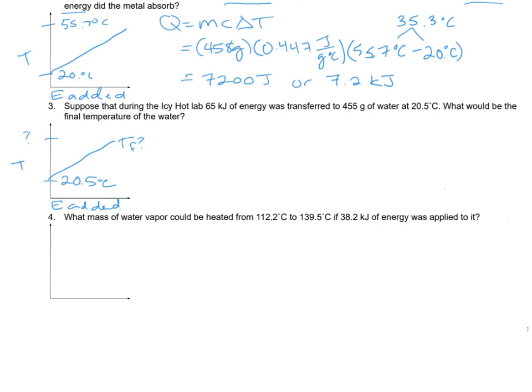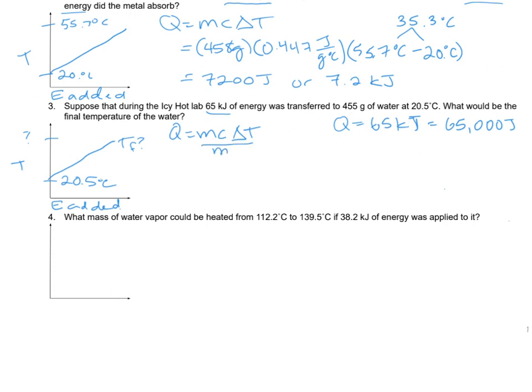So this time, when we have our equation Q equals MCΔT, we actually know Q. Q is given to us, 65 kilojoules. But we need to do that in regular joules, so that's 65,000 regular joules. But what we're solving for, well, eventually will be T final, but first we're going to solve for delta T.